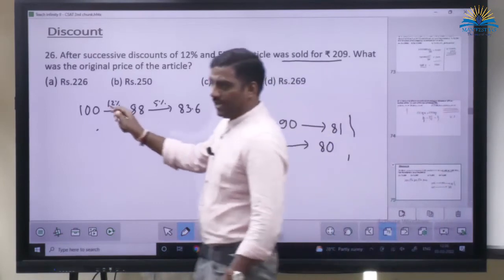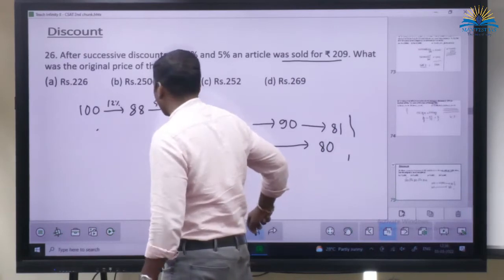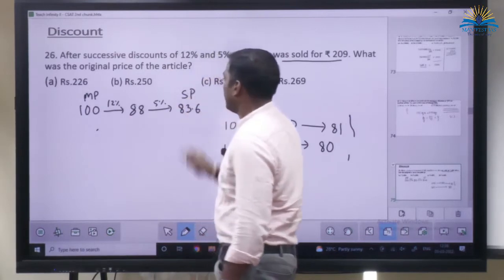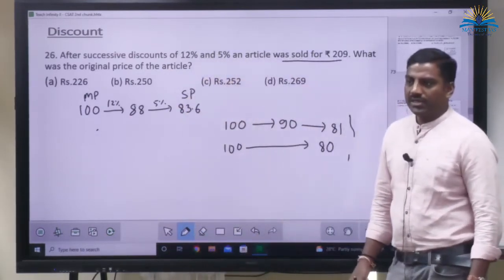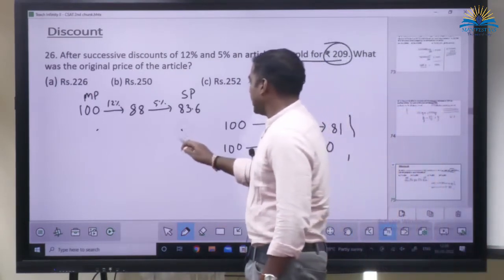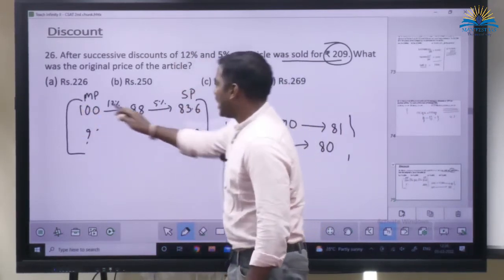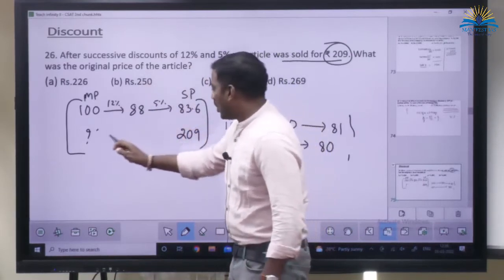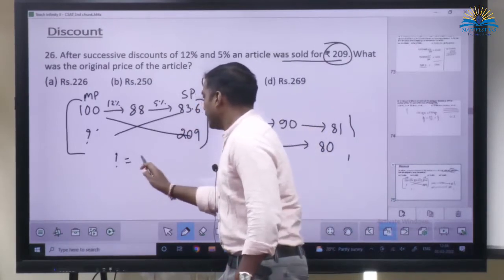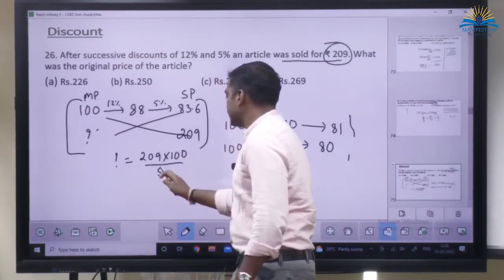If 100 rupees is, let's say, the cost price or the market price, my final selling price would be 83.6. Correct? Now, what is the real selling price they have given? 209. So can we calculate this one? Take this in ratio and proportion. 100 is to 83.6 as what is to 209. Make the cross multiplication. This question mark would be 209 into 100 divided by 83.6.